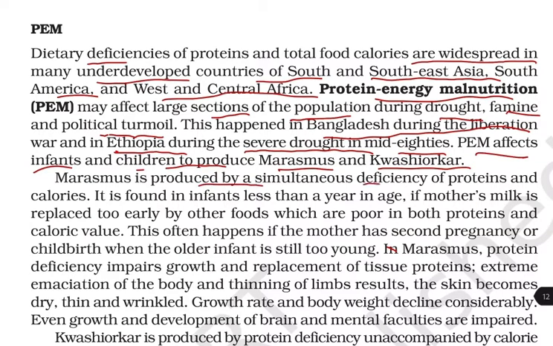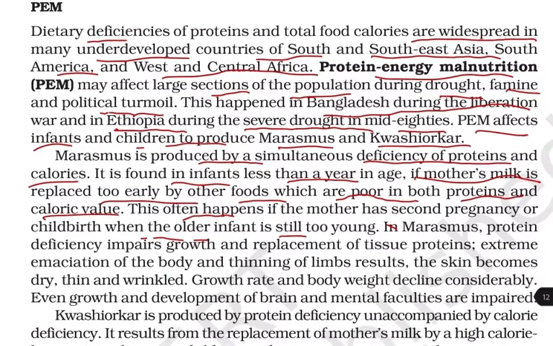Marasmus is produced by a simultaneous deficiency of protein and calories. It is found in infants less than a year in age. If mother's milk is replaced too early by other foods which are poor in both protein and calorific value, this often happens if the mother has a second pregnancy or childbirth when the older infant is still too young.